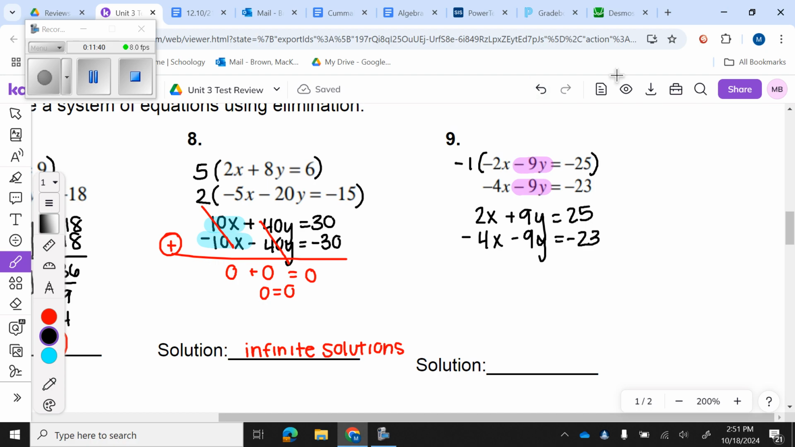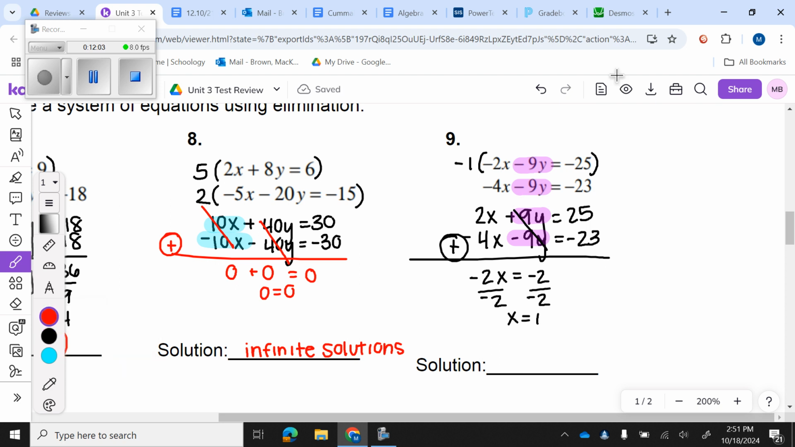And now that I've got two things with the same coefficients but opposite signs, I'm going to come in here and add to eliminate. Okay? Well, 2 plus negative 4 is going to give me a negative 2x. My y's are going to cancel, and I'm going to get 25 plus negative 23. That's a negative 2. Divide both sides by negative 2. And I'm going to get x equals 1.